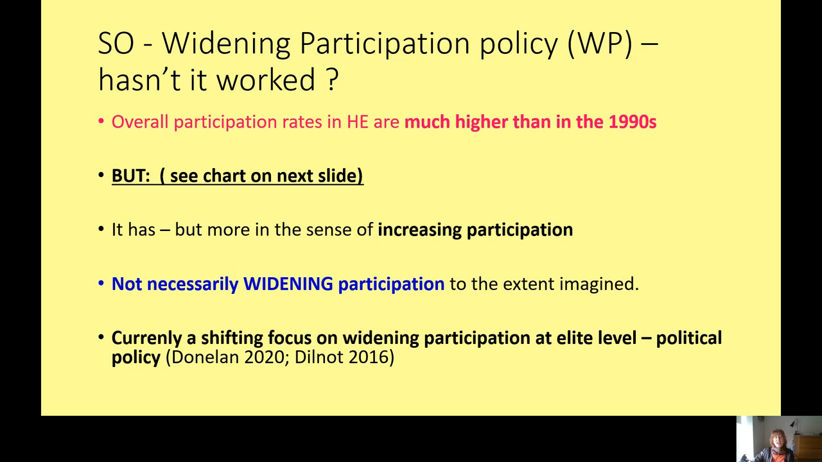So am I saying then that widening participation policies that have been in place for the last 20 or 25 years haven't worked? Well, I'm going to share some information with you in a minute that Major and Machin pointed to as part of their research. And what we can see is that overall, participation rates in higher education now are much higher than they were in the 1980s and 1990s. So we may well see that as being a very good thing.